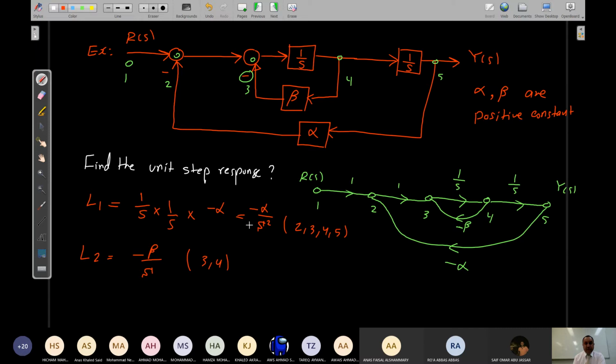Are the loops touching or non-touching? Touching. So the loops are touching, correct? So L1 and L2 are touching. Why touching?